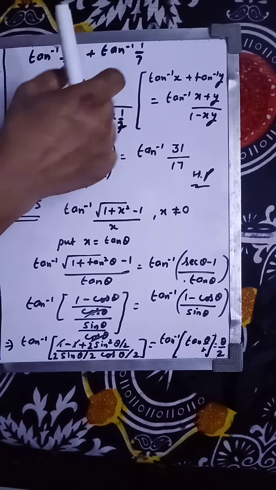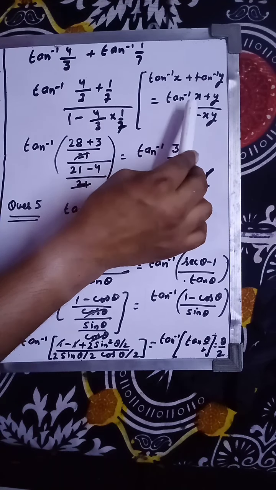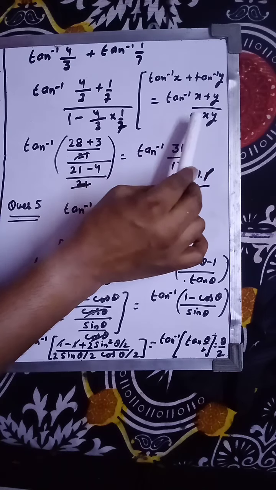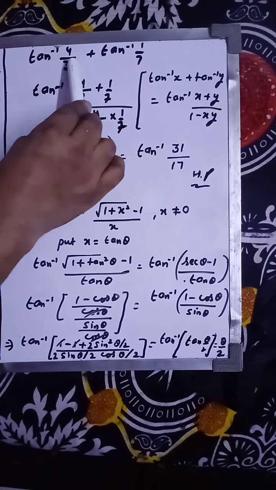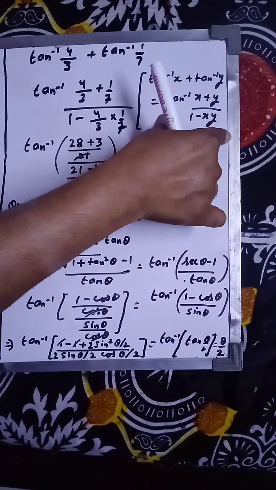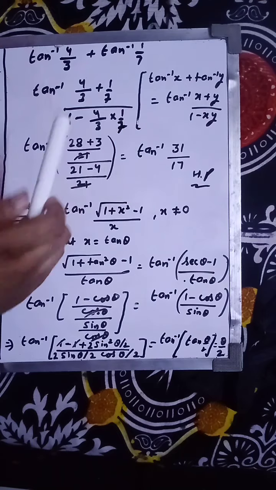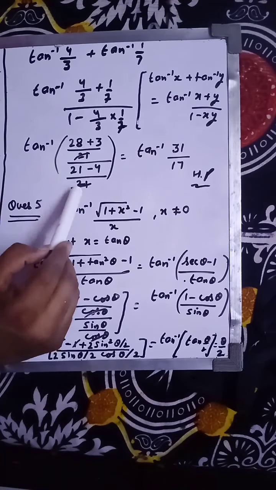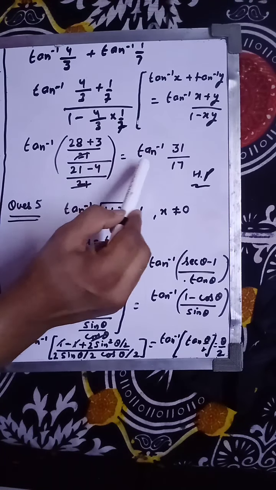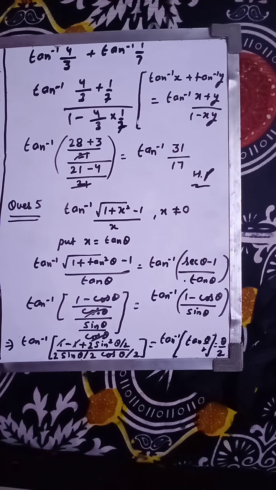The formula is this: tan inverse x plus tan inverse y is tan inverse of x plus y over 1 minus xy. Your x is 4 by 3, your y is 1 by 3. So apply in this formula, and after application you will get this term. Here you have to do some calculation, and after calculation you will get the final answer. So this is your question number 4 of your NCERT.